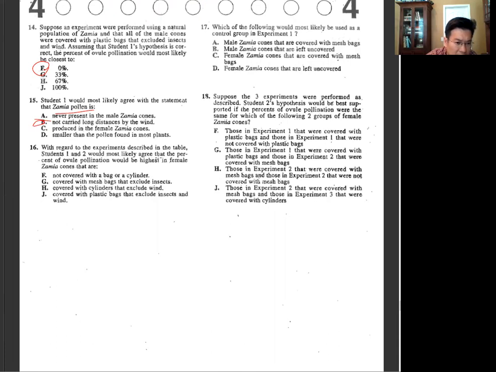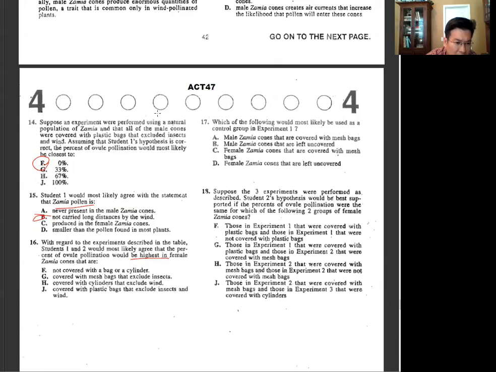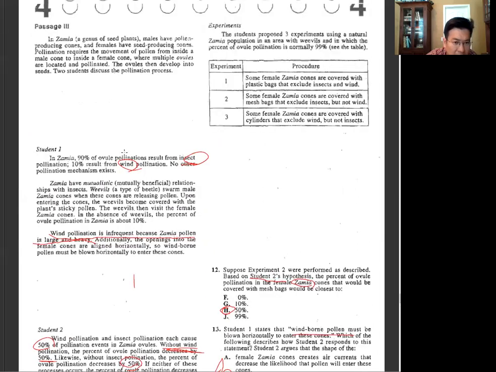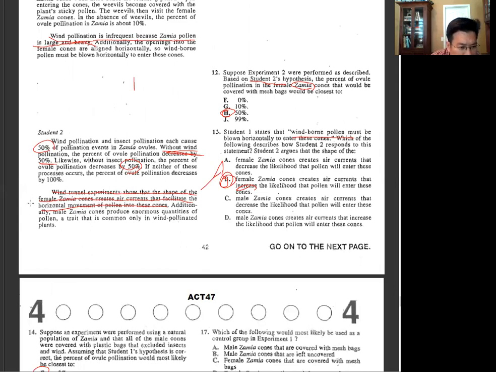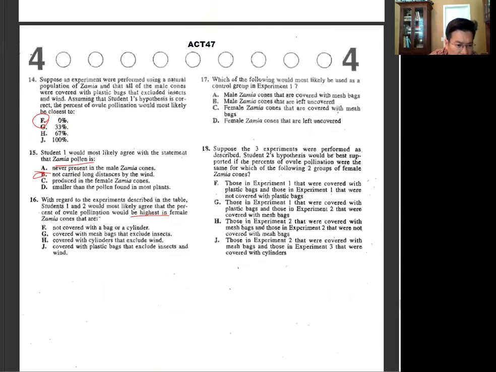In the experiment table, student 1 is most likely to agree the percent of ovule pollination would be highest for female Zamia cones that are, so female. Because it says the wind tunnel, female cones create air currents and all this. So the wind is really important for this one. So not covered with a bag, because for wind, you shouldn't have anything.